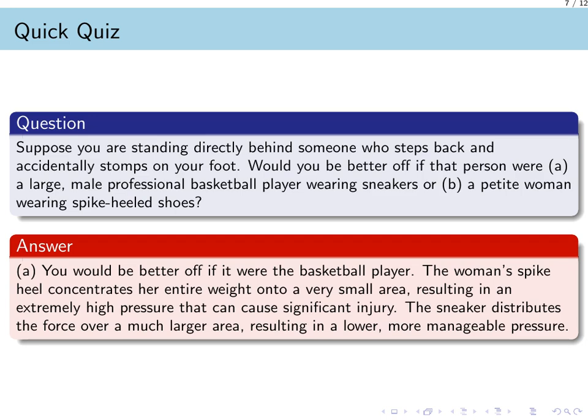In contrast, the basketball player's sneaker distributes his larger weight over a much larger area. Since pressure is force divided by area, the tiny area of the spike heel results in a tremendously high and dangerous pressure. You would be much better off being stepped on by the basketball player, because the lower pressure from the sneaker is far more manageable.